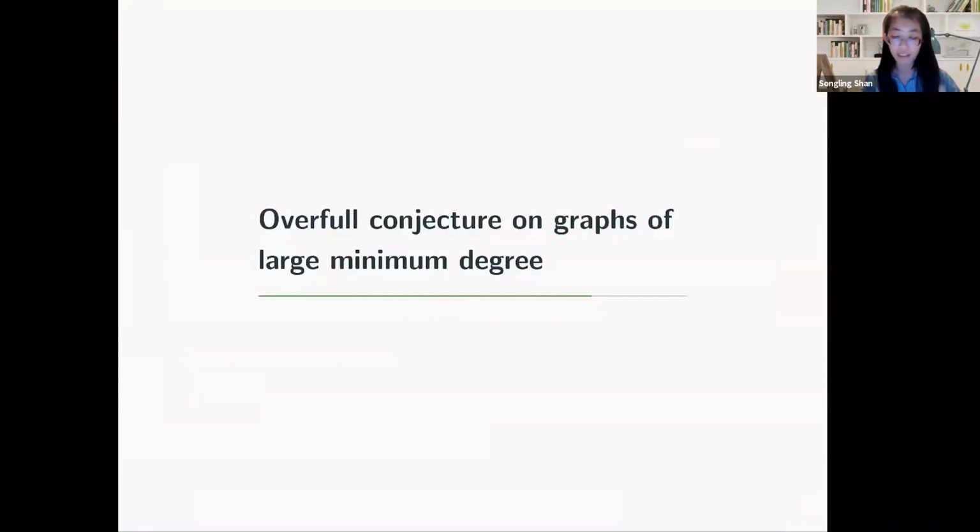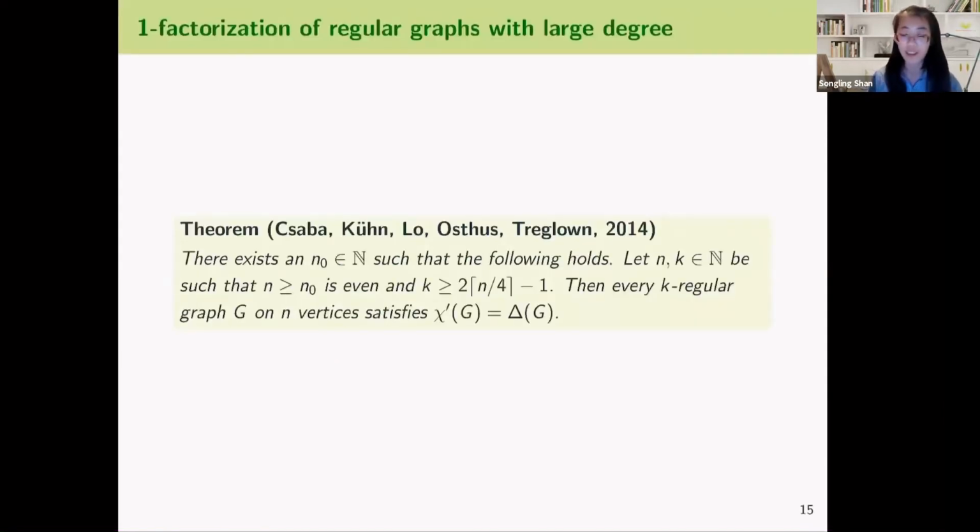Lastly, I want to look at the restriction of the overfull conjecture on graphs of large minimum degree. So let's recall the one factorization conjecture and the result proved for large graphs here again. The degree here is about n over 2, and the graph is required to be k regular, and n is even. And then such graphs are class 1.